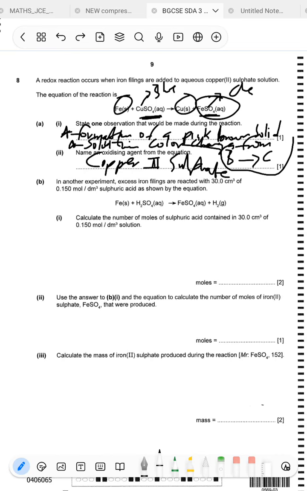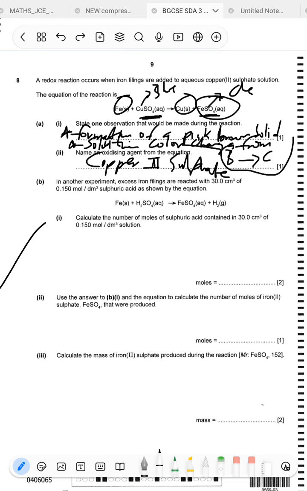Calculate the number of moles of sulfuric acid contained in 30.0 cubic centimeters of 0.150 mole per cubic decimeter. You see that the concentration has cubic decimeter for volume, whilst the volume you are using is in cubic centimeter. So you need to change this into that, not the other way around. That's one thing we have to look at.